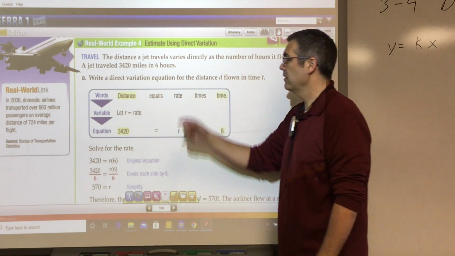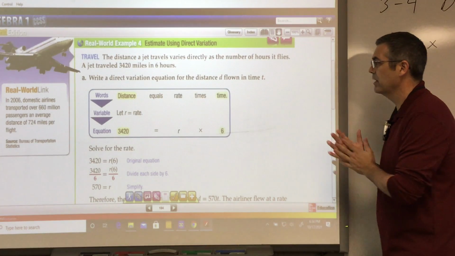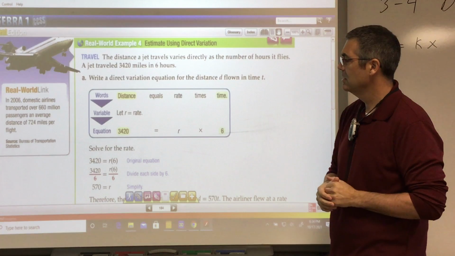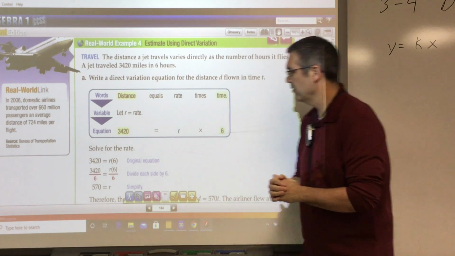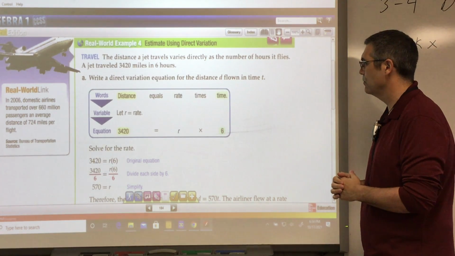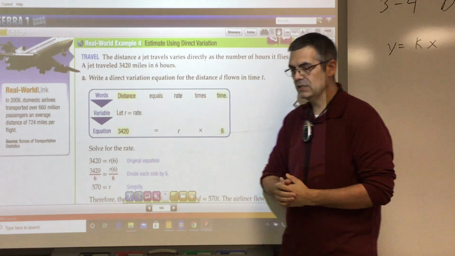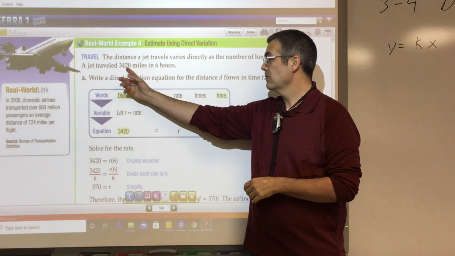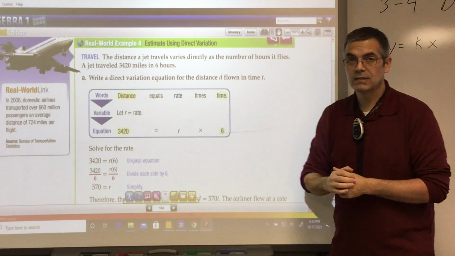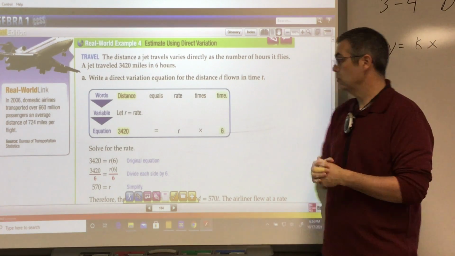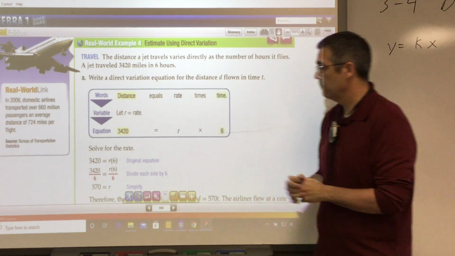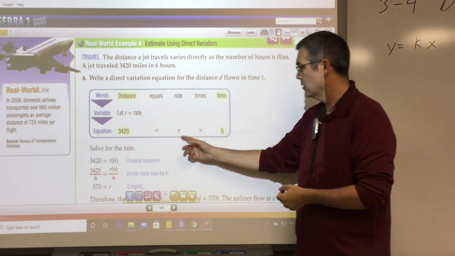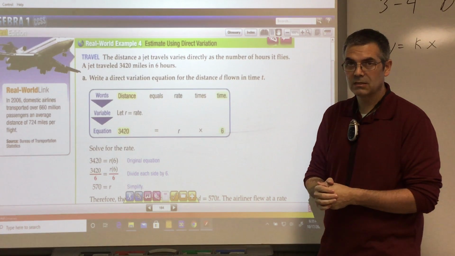Estimate using direct variation. The distance that a jet travels varies directly as the number of hours it flies. The jet traveled 3,420 miles in 6 hours. Write a direct variation equation for the distance d flown in time t. So distance equals rate times time. You know the distance, 3,420 miles. You know the time, 6 hours. So you could plug this in: 3,420 equals the rate times 6, the hours.